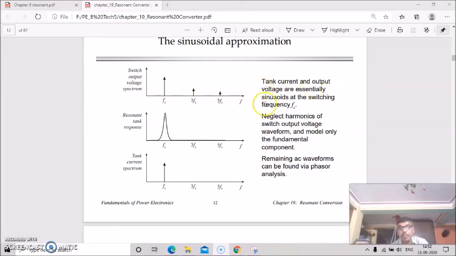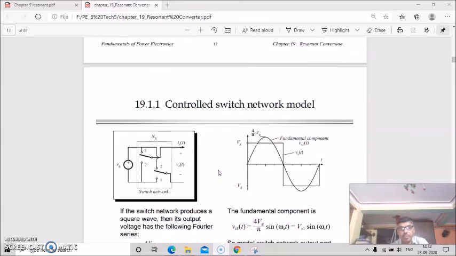The tank current and output voltage are essentially sinusoids at the switching frequency. I told you, this is the resonant tank response. We neglect harmonics of the switch output voltage waveforms and model only the fundamental components. So this is the tank current spectrum. The remaining AC waveforms can be found via phasor analysis.